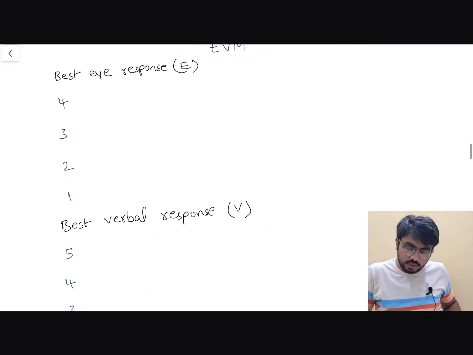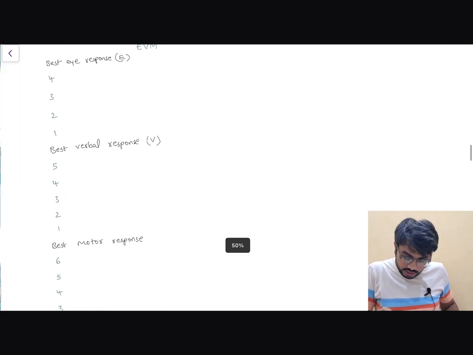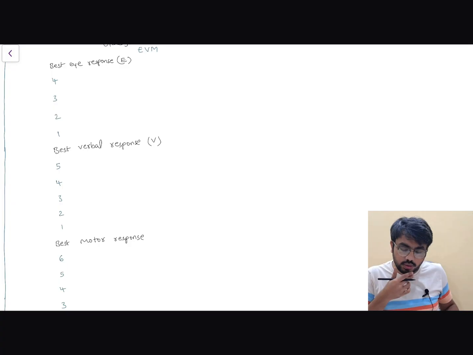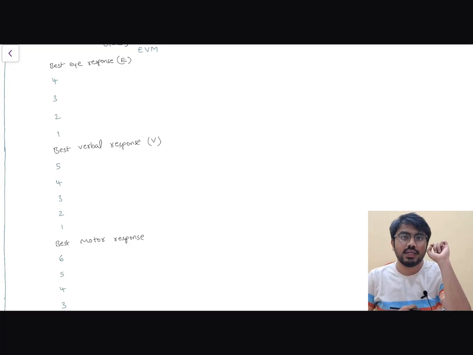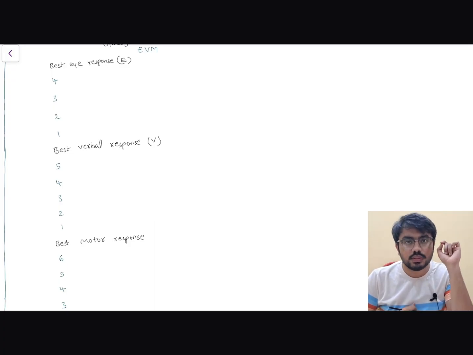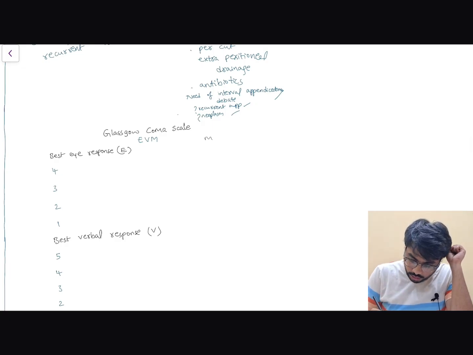First thing I want to tell you, if you look at this, I have already drawn this. Best eye response 4321, best verbal response 54321, best motor response 65431. I have never written a 0 over here. Means the least possible GCS score is 1-1-1, so in total it has to be 3. Minimum GCS has to be 3. Write it down. What is the minimum GCS? It has to be 3.